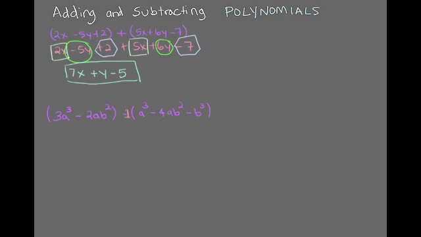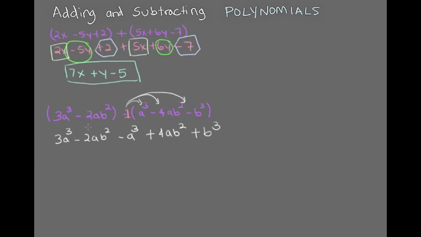So to simplify this, we would get 3a cubed minus 2ab squared minus a cubed, because we're distributing the negative 1 to all the terms, minus a cubed plus 4ab squared, because we're distributing a negative, and negative make positive, plus b cubed, because the same thing.